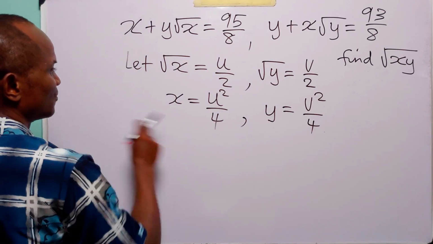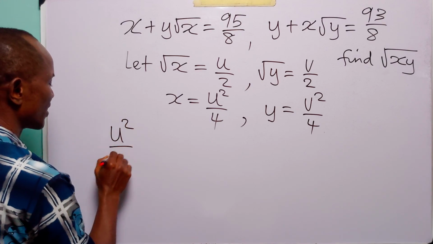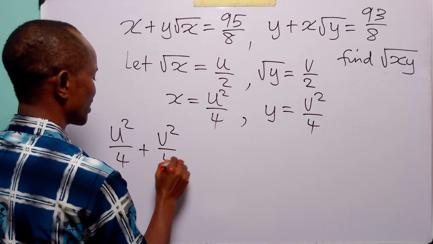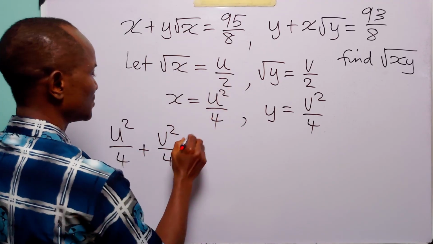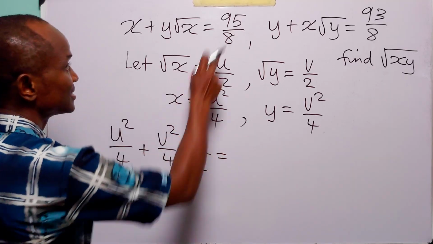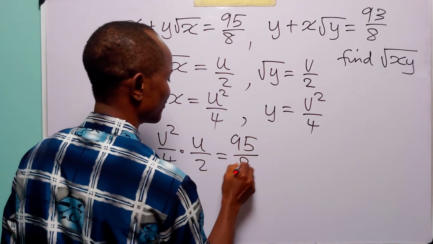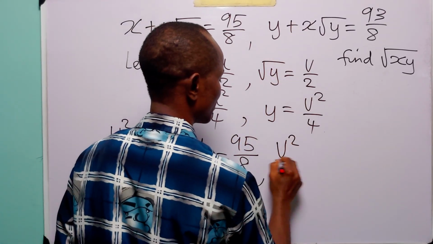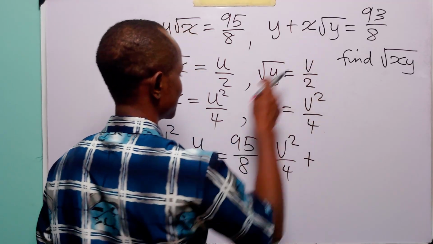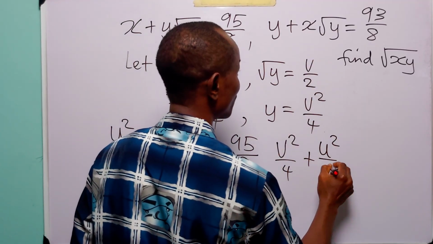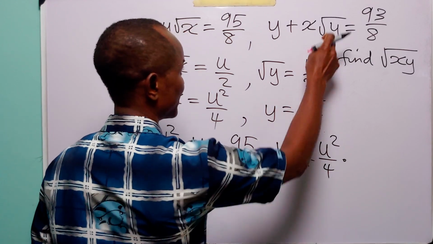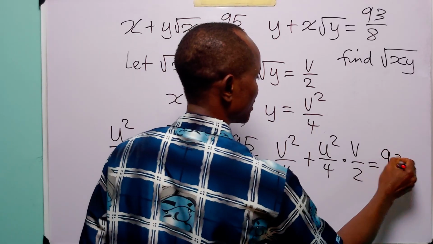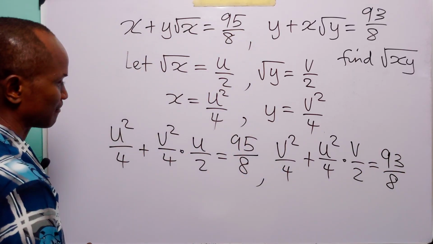Here we have x, which is u squared over 4, plus y, which is v squared over 4, multiplied by root x, which is u over 2. And this is equal to 95 over 8. And here we have y, which is v squared over 4, plus x, which is u squared over 4, multiplied by root y, which is v over 2, and this is equal to 93 over 8.